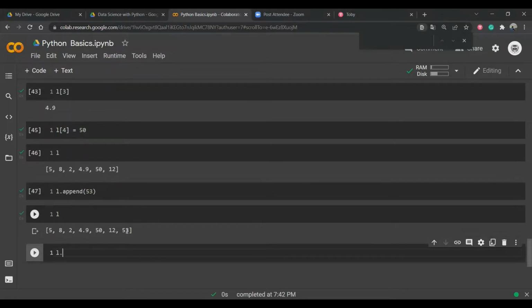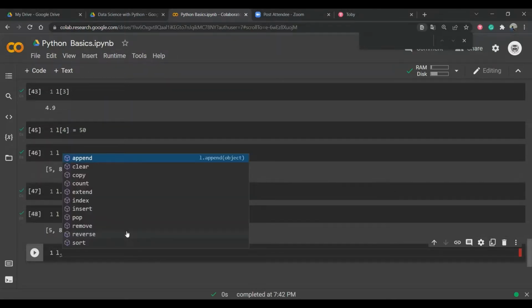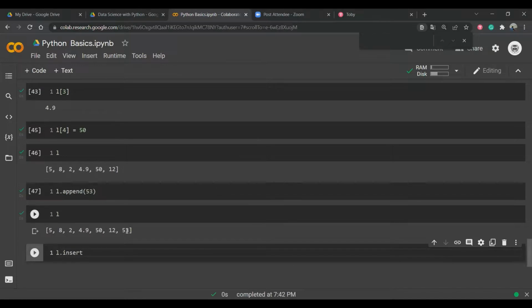Okay, append is there. I think count is the same thing as we did in the case of a tuple. Now there is one thing which is very important: the insert function and the extend function. Just try to understand insert first, and then I will give you the introduction for the extend function. Insert means, suppose I want to insert any number.